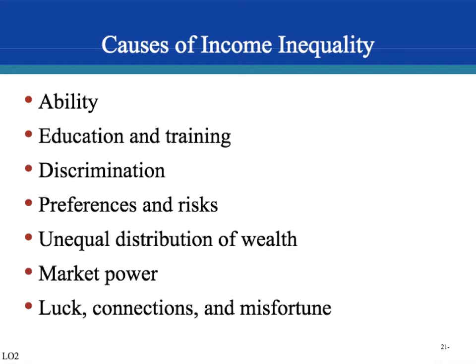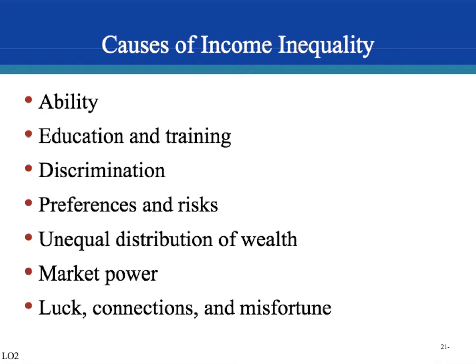And then there are also preferences and risks. Some households prefer to have a stay-at-home mom, and so their incomes will be lower than households where they have two working parents. And then some people are also willing to take more risks with their money, and so they can earn a lot more from their risk or sometimes lose everything.